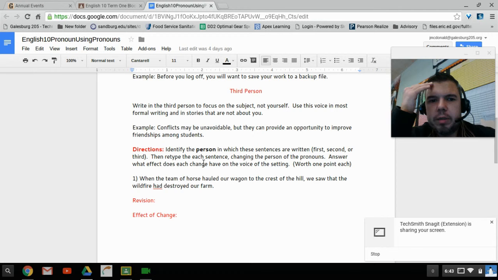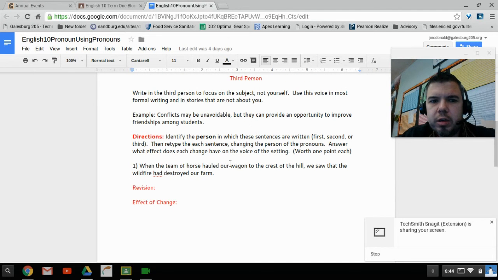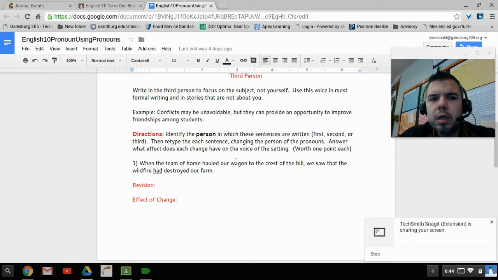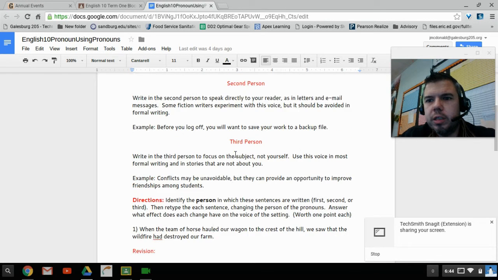So let's go ahead and look at what I want you guys to do for this one. So it's directions. Identify the person in which these sentences are written, first, second, or third. Then retype each sentence, changing the person and the pronouns. Answer what effect each change has on the voice of the setting. So, when the team of horses hauled our wagon to the crest of the hill, we saw that the wildfire had destroyed our farm. This is going to be in the first person because it's talking about us, we.